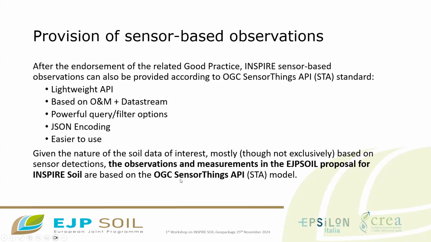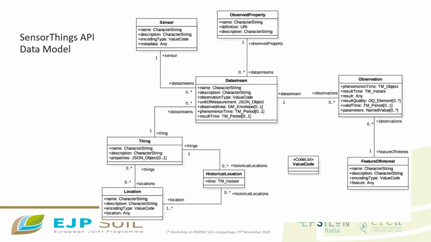While we are talking about this, given the nature of the soil data of interest, mostly, even though not exclusively, based on sensor detections, the observations and measurements in the EJP SOIL proposal for INSPIRE soil we are talking about in these workshops are based on the OGC SensorThings API, also named STA, model. So that's why we are looking at this now. And this is the SensorThings API data model that has been referred to.